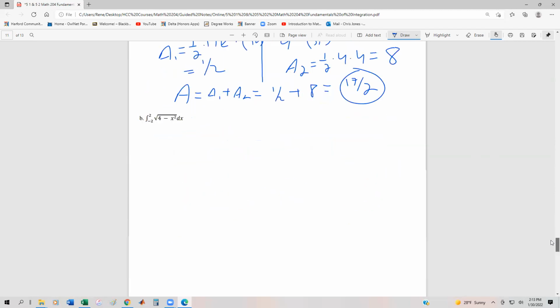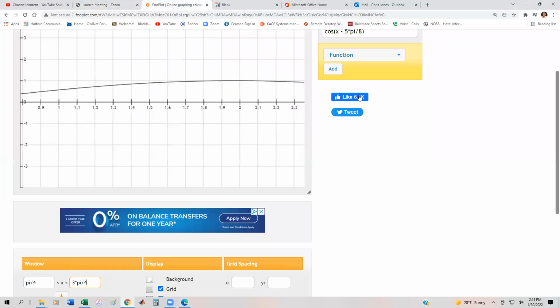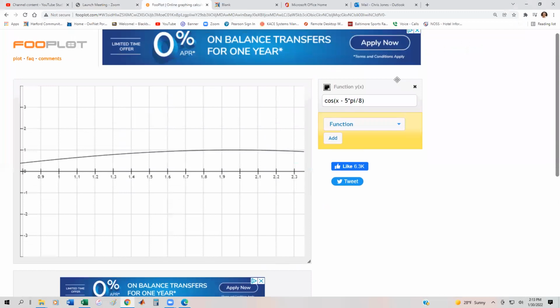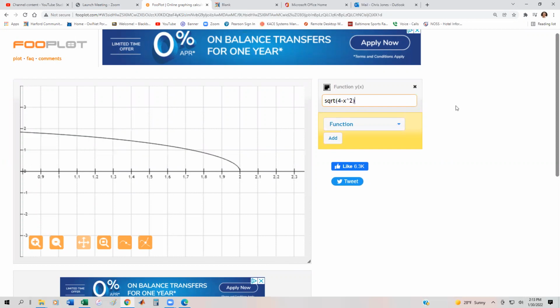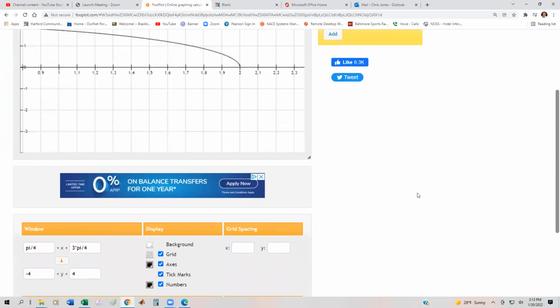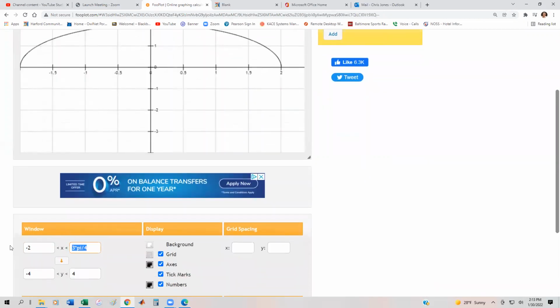A second example is we have the square root of 4 minus x squared, and we're evaluating it from -2 to 2. Now if I want to graph that, and if I don't know what a graph of it looks like, I can use Fooplot. So I'm just going to go ahead and use my Fooplot. I still have the cosine function, and we have the square root of 4 minus x squared. We want that to go from -2 to +2.